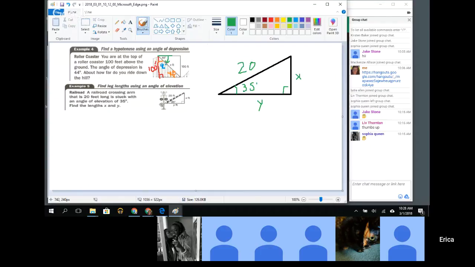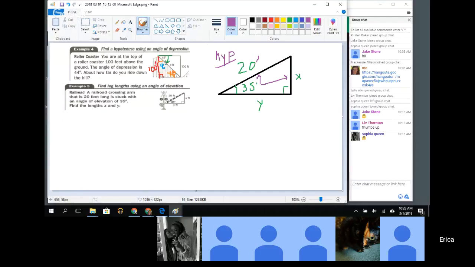Okay, so I'm going to start solving it. If you're still working on it, keep working. But hopefully we end up in the same spot, right? Okay, so first I'm going to solve for X. I noticed that X is the side that is opposite of 35 degrees. And what they've given me in the problem is 20 feet, which is the hypotenuse. And I know it's the hypotenuse because it's across from my 90-degree angle, right?